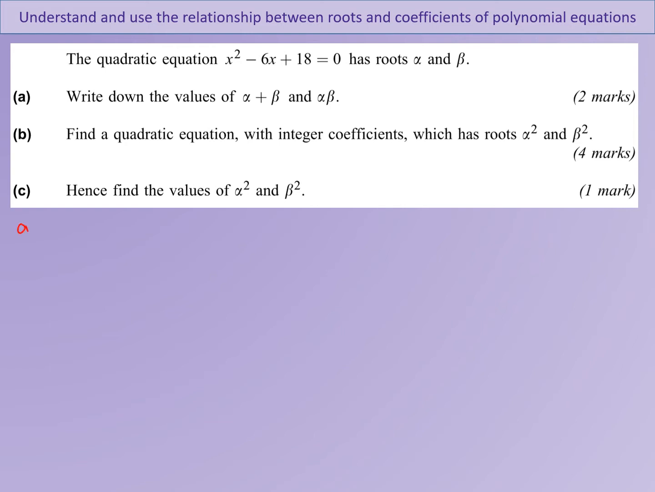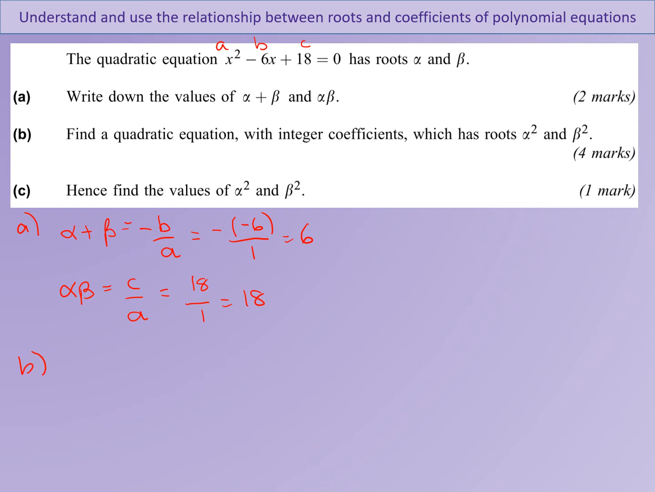So if we take a look at the first part, the sum of the roots alpha plus beta will be equal to minus b over a, and alpha beta, the product of the roots, will be equal to c over a, where a is the coefficient of x squared, b the coefficient of x, and c is the last value. So if we work these out, we have minus, and b is minus 6, over 1, so that gives us 6. And for the second one, we have 18 over 1, which is just 18.